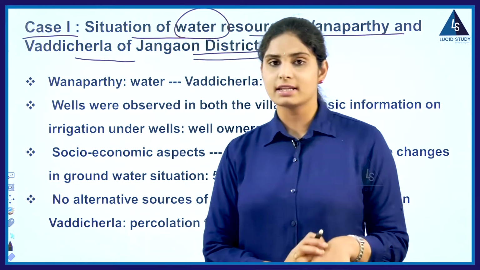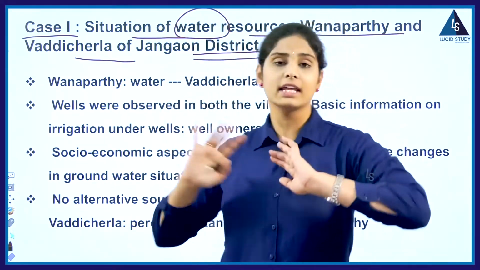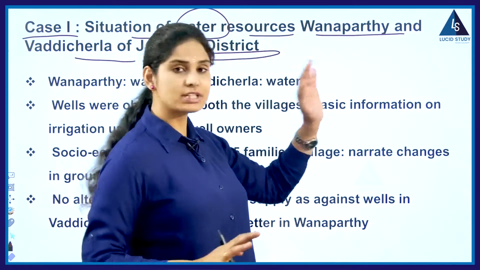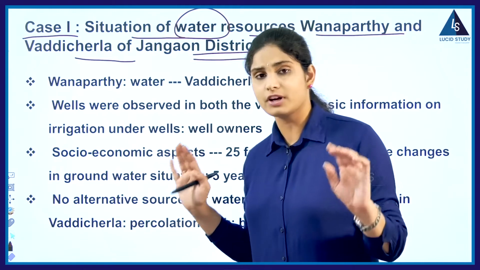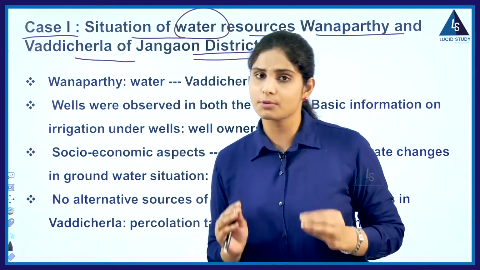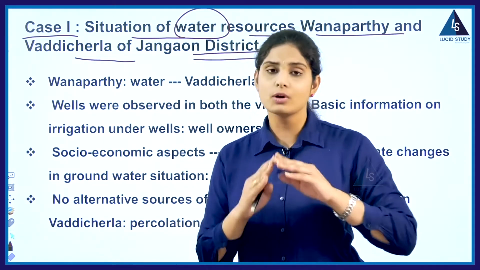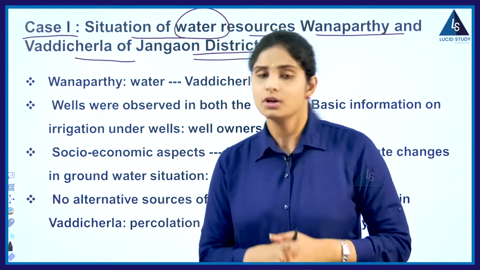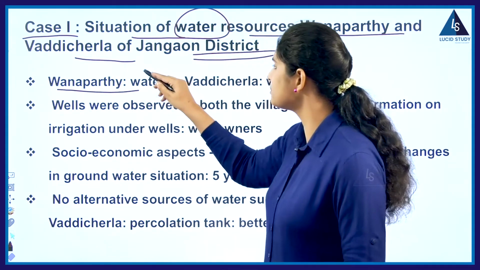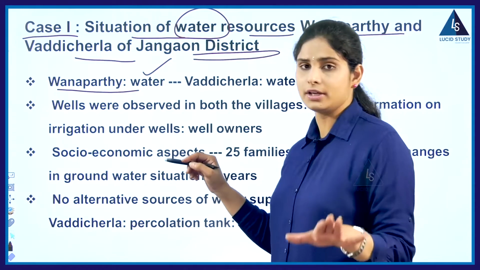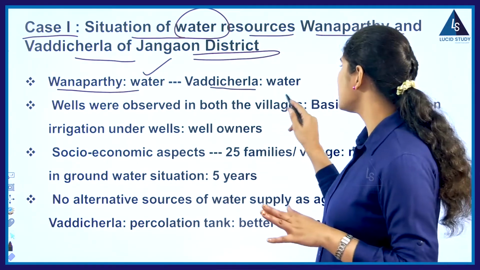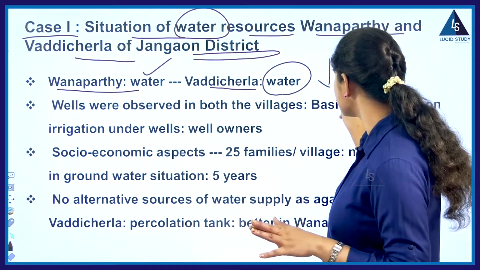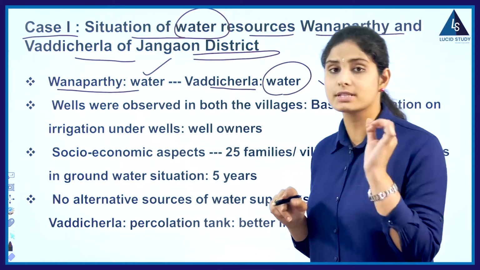Basically it is said that Vanaparthi never had any disputes or scarcity of water when compared with Vadicherla, because Vadicherla has a water scarcity problem, while Vanaparthi has no such problems. When we talk about water in Vanaparthi, it was well and good, sufficient, with no scarcity problem. But coming to Vadicherla, the water was less and the scarcity of water was more.